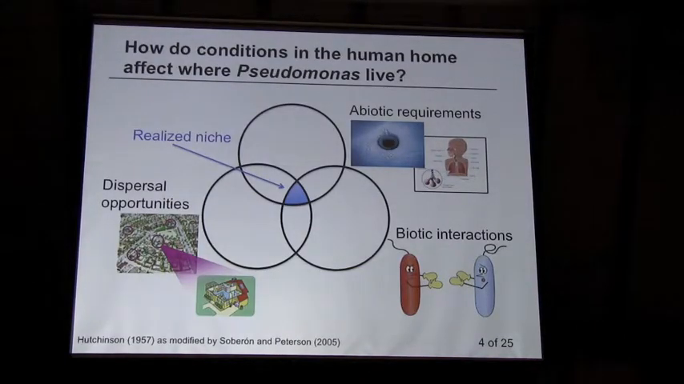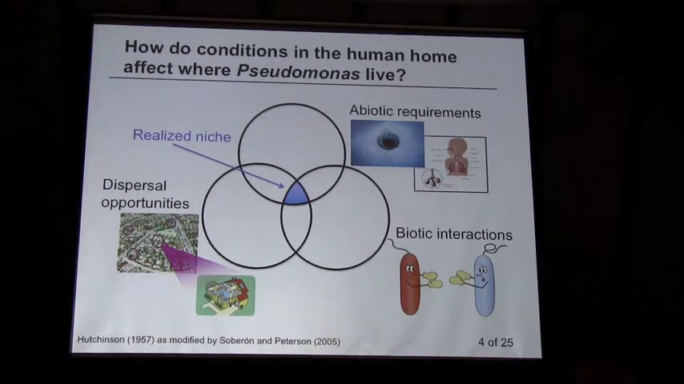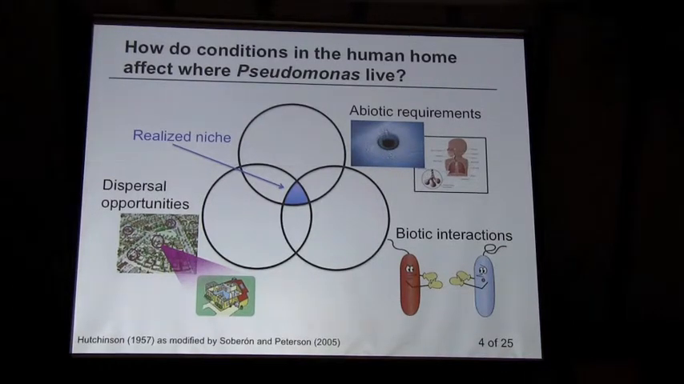How do conditions in the home affect where Pseudomonas live? What I'm showing here is a cartoon of Hutchinson's model of the realized niche. The realized niche being where organisms are actually found, the actual environments in which organisms are found. And he laid out three main categories of forces that delimit the realized niche. And what I'm going to do today is talk about all four of these things very, very briefly, each of them very briefly.